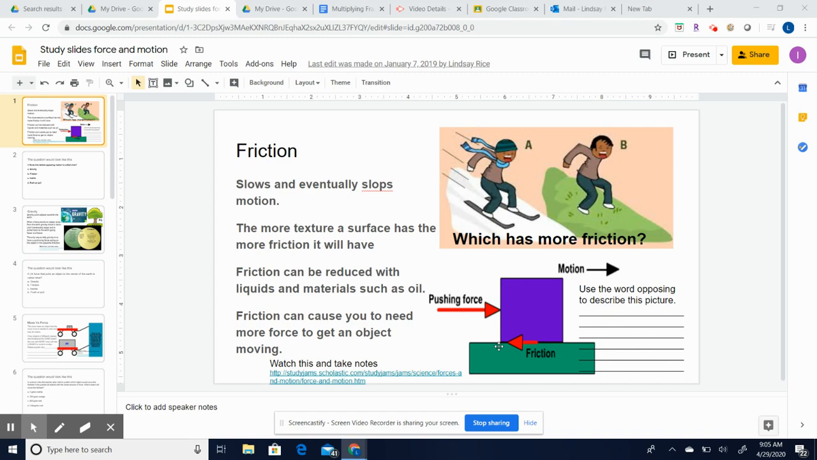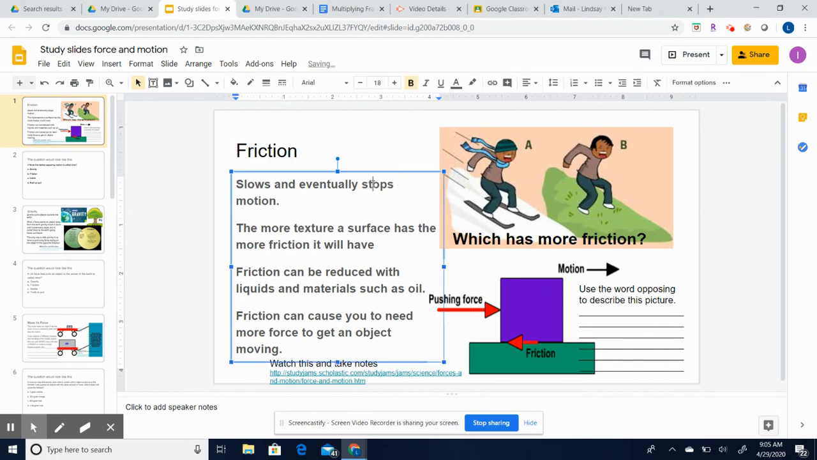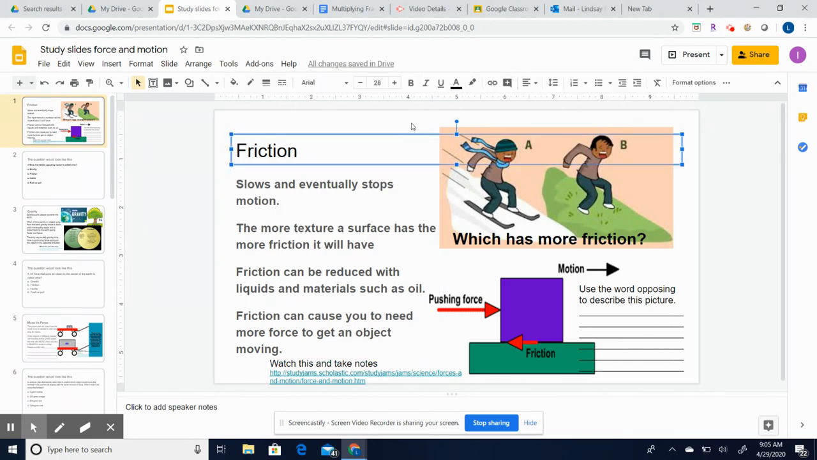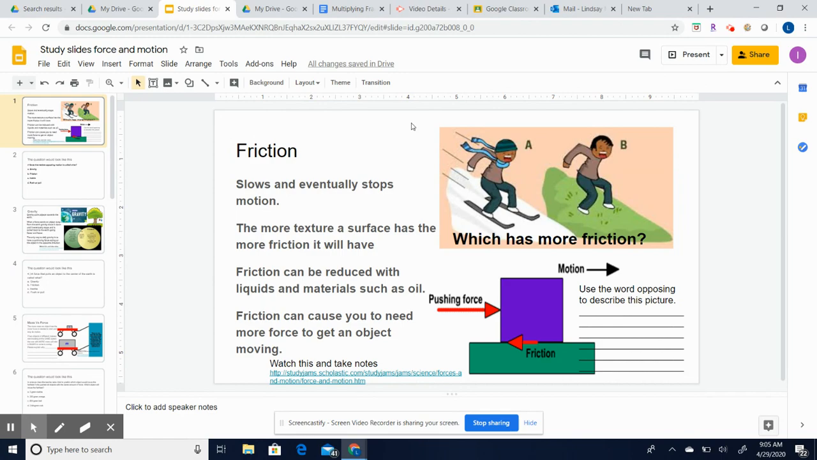Hi guys, so today we are going to start force and motion for science. So we're going to start with friction. Now, everything on Earth, for the most part, has some kind of friction when motion is involved. So let's just look at the picture, so that we can think about things that have a lot of friction and things that have less friction.